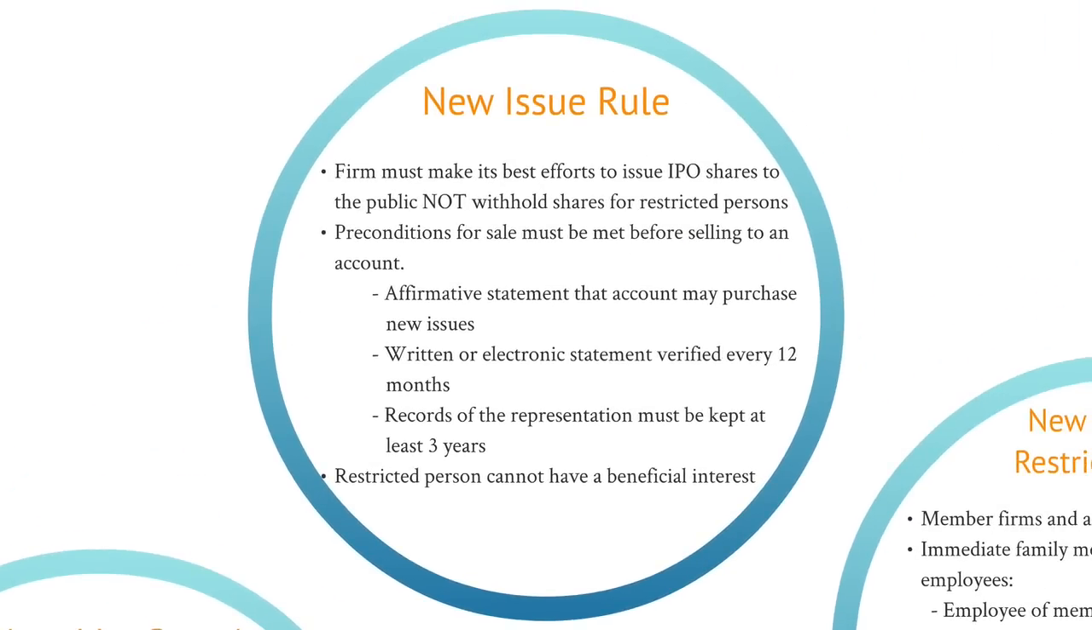There are certain rules in order to protect consumers and also to control the shares that are being issued. There's something called an affirmative statement, in which the client is verified that they have the ability to take the risk of a new issue. The written or electronic statement saying this is verified every 12 months, and then a record of that's kept for the past 3 years. And a restricted person cannot have a beneficial interest either. So one way to remember this is AWR, affirmative statements, written statements, and record of that statement. That's part of the new issue rule.